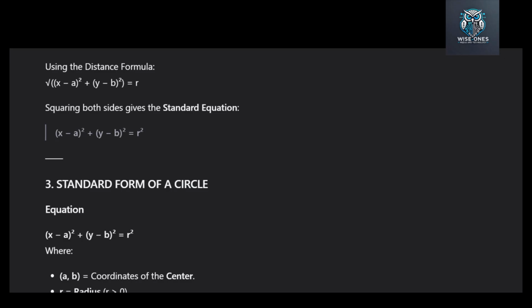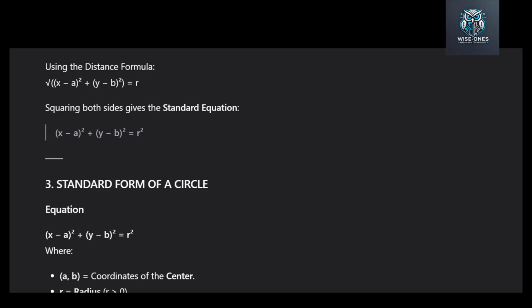So the distance CP equals the square root of (x minus a) squared plus (y minus b) squared. And we know this distance equals r. So the square root of (x minus a) squared plus (y minus b) squared equals r.